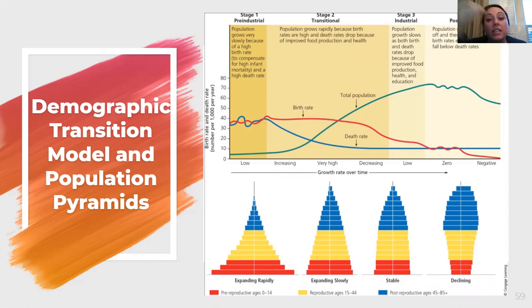So we're going to talk a little bit about population pyramids. I think these are probably things that you've seen, and then we're going to pair them with the demographic transition model that we talked about last video.